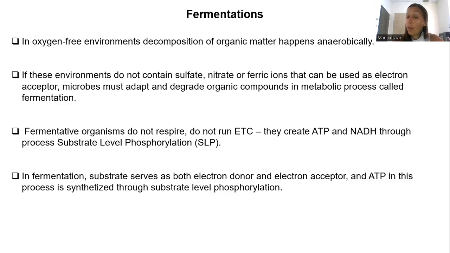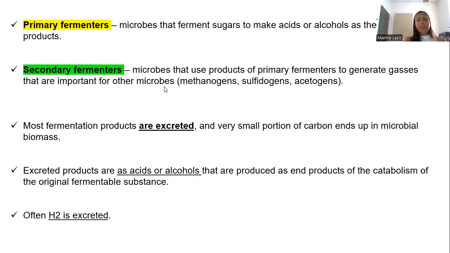But because there are no electron acceptors, they cannot run electron transport chains. So how will they create ATP and NADH? They will create it through substrate level phosphorylation, or SLP. Now, in fermentation, the substrate serves as both electron donor and acceptor, and ATP is synthesized through SLP, substrate level phosphorylation.